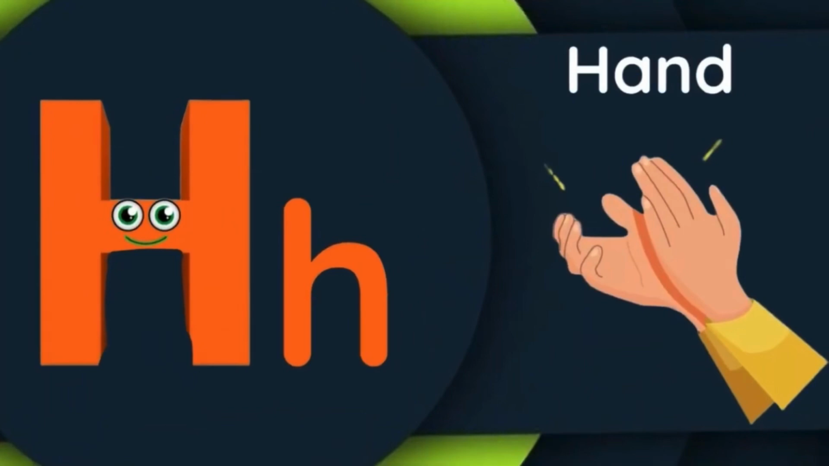H is for hand. Hand. H A N D hand. We work with our hands. We clap with our hands, and we work with our hands. So hand is very important in our body. So H is for hand, hand. Bolo mere sath. H is for hand, hand.